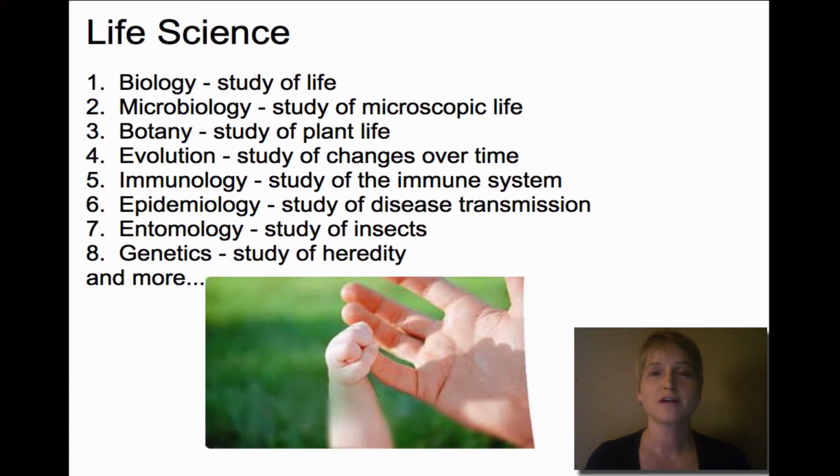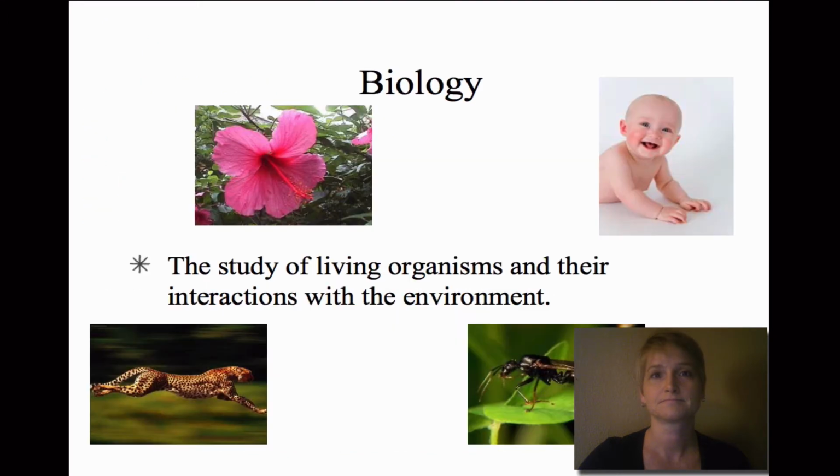So this is the study of biology, which is the study of life. It's in a category of life sciences, and as you can see from the list, there are quite a few different areas of life science that you can study, everything from plants to animals to disease and genetics. So biology is the study of living organisms and their interactions with their environment. So you can see here that biology includes plants, people, and different animals.